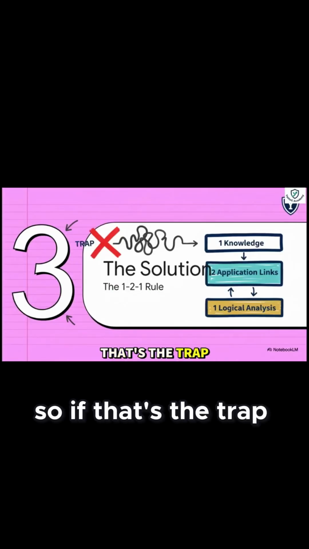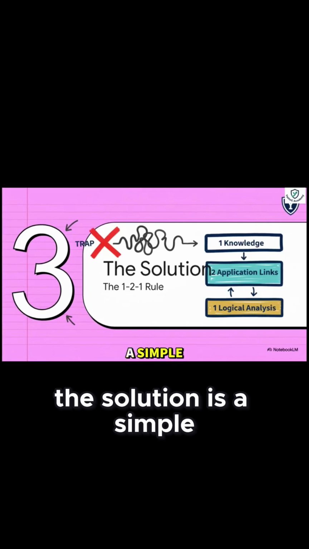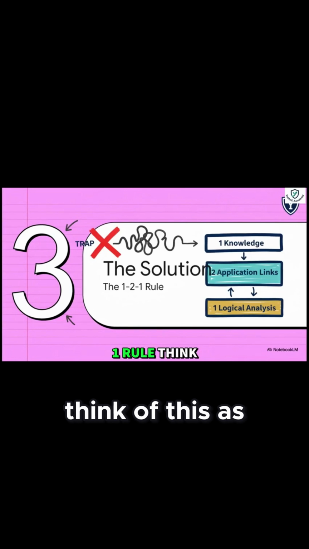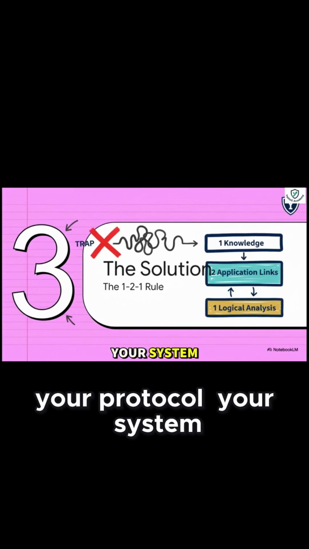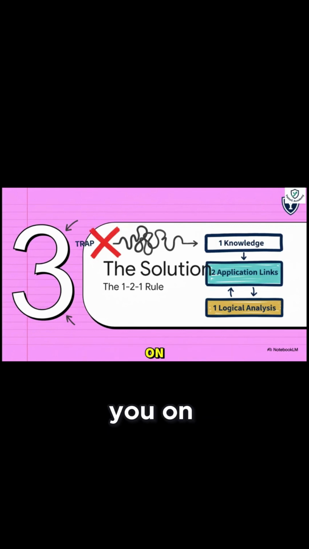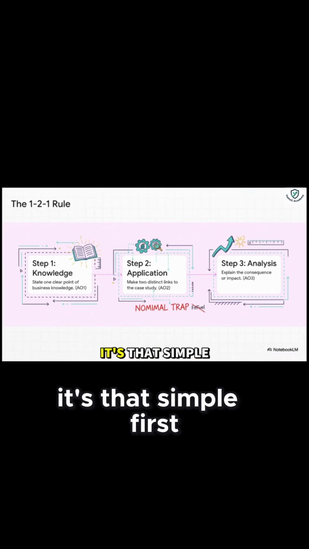Okay, so if that's the trap, how do we make sure we avoid it every single time? The solution is a simple but incredibly powerful structure I call the 1-2-1 rule. Think of this as your protocol, your system, that guarantees you hit every single assessment objective the examiner is grading you on. This rule is your blueprint. 1, 2, 1. It's that simple.